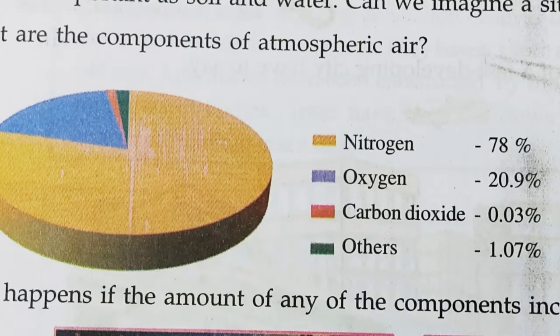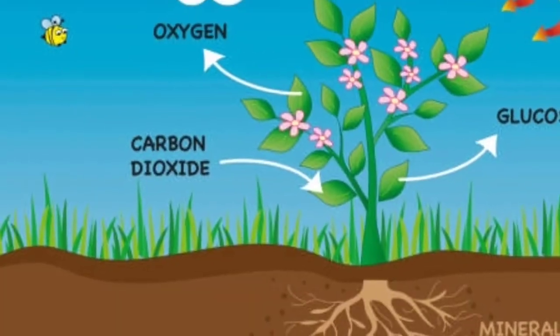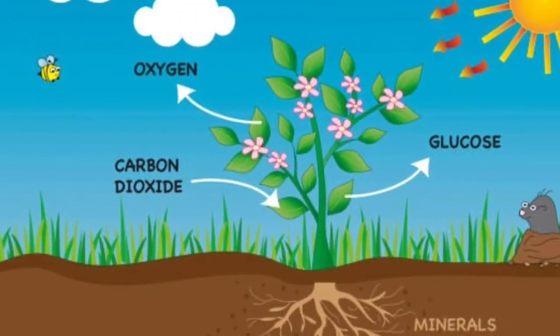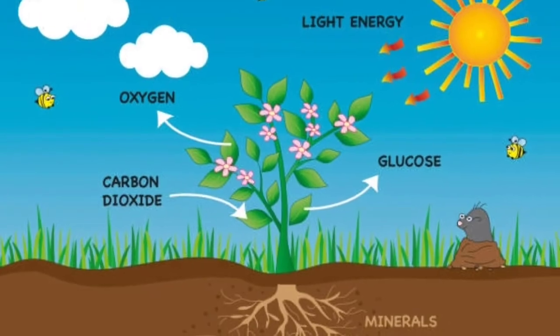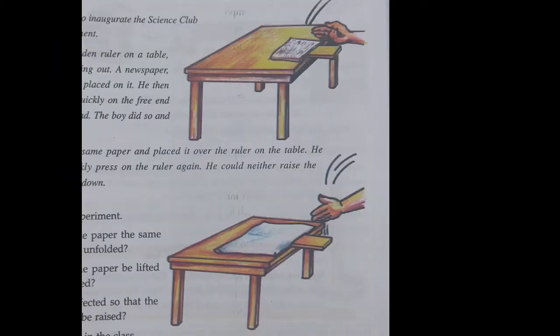We have already seen the components of air. Nitrogen, oxygen, and carbon dioxide are major components of air. All living things need oxygen for their existence. Plants need carbon dioxide for preparing food. In this unit, we discuss mainly the pressure of air and liquids.